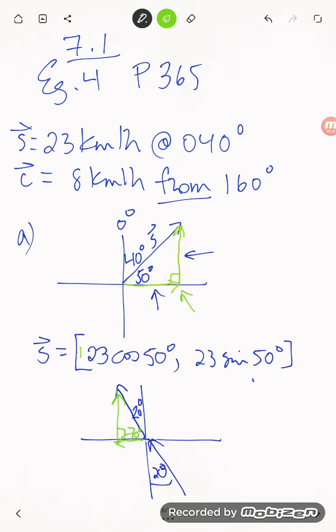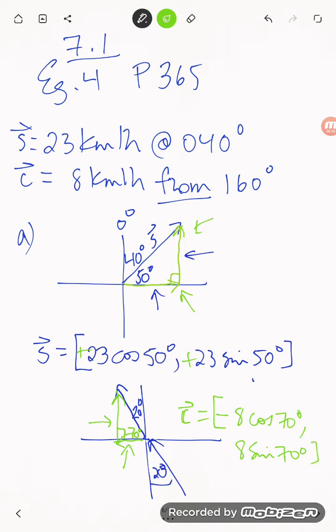Therefore, it is positive. This component is going up or north. Therefore, it is positive. This component is now going to the left or west, and so we need to make it negative. So for the current, the first component is going to be negative 8, which is the magnitude of the current's velocity, cosine of 70 degrees. The second component is still up or north, and so we can just leave it positive, and it's going to be 8 sine 70 degrees.